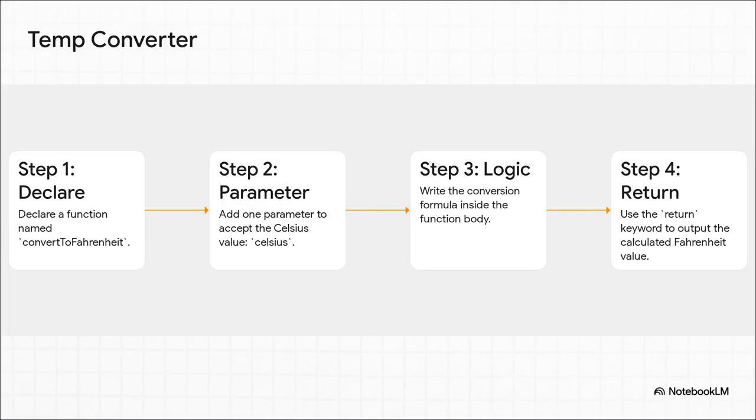So first, we'll declare a function and call it convertToFahrenheit. Second, it needs an input, so we'll give it one parameter, celsius. Third, we'll write the actual math, the conversion logic inside. And fourth, we'll use return to send back the final answer.